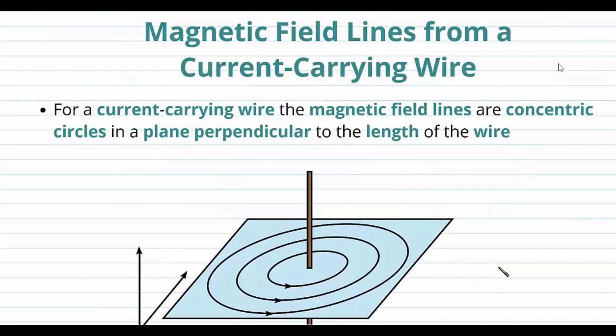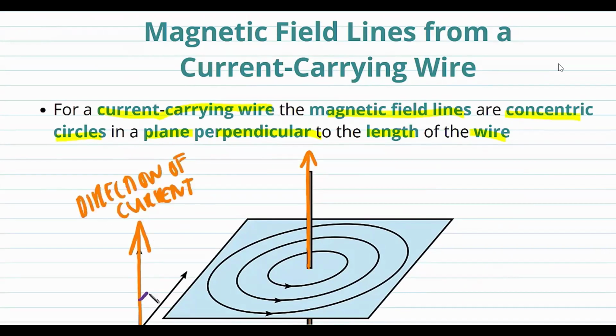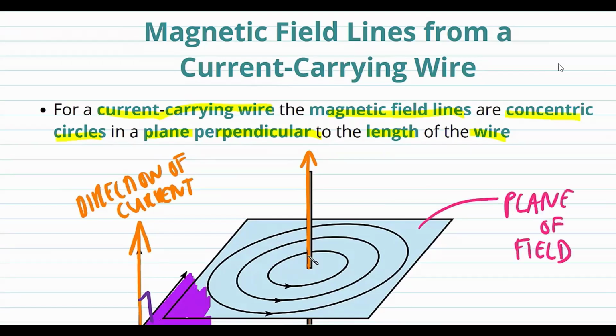Now we're going to discuss magnetic field lines from a current-carrying wire. For a current-carrying wire, the magnetic field lines are concentric circles in a plane perpendicular to the length of the wire. So here we have our current-carrying wire, and the direction of the current is this way. And the magnetic field lines have to be in the plane perpendicular to the length of the wire, which means that they're in this plane here. So this is the plane of the field. And you can see that the field lines make concentric circles around the current-carrying wire.